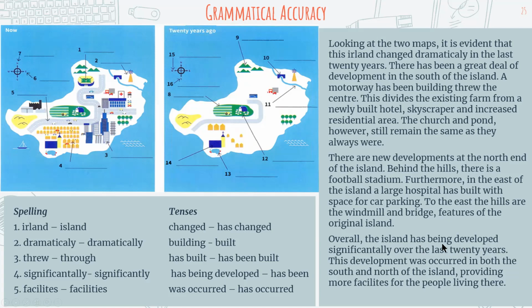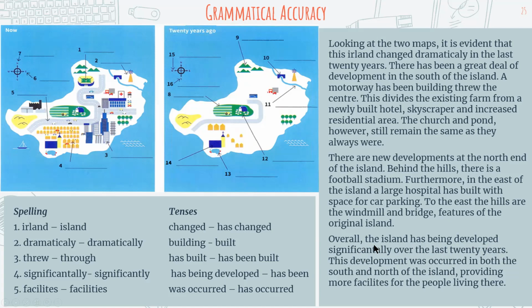Overall, the island has been developed significantly. This is another spelling mistake. Over the last 20 years. This development was occurred. Oh, has occurred. Has occurred, okay.